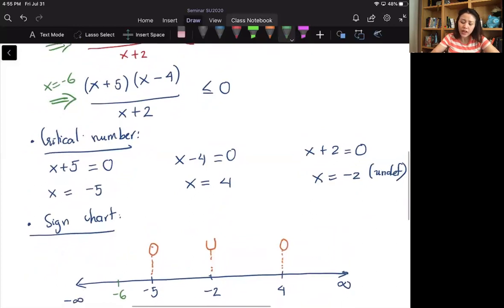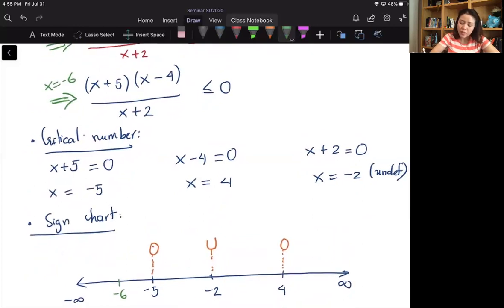So when x equals negative 6, I have negative 6 plus 5, that's negative 1. So again, that gives me a negative sign. Negative 6 minus 4, that's negative 10, another negative. And then the bottom, I have negative 6 plus 2, that's a negative, right? So I have a negative on the top, that's positive. And then a negative in the bottom gives me the net of a negative. Right? So everywhere in this region here is negative.